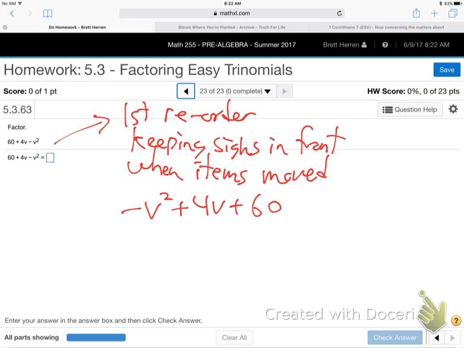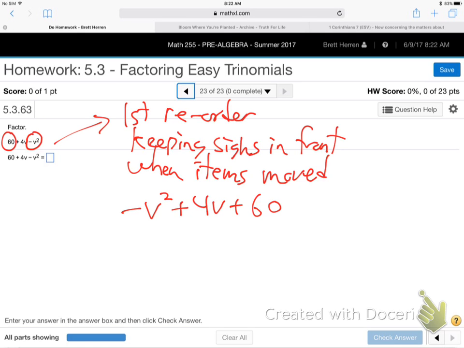Do you see how I came up with that? Because that minus in front of the v squared is going to go with it wherever it may go. And what's in front of the 60? Nothing, which means positive is really in front of the 60 wherever it may go. Take their baby with them.